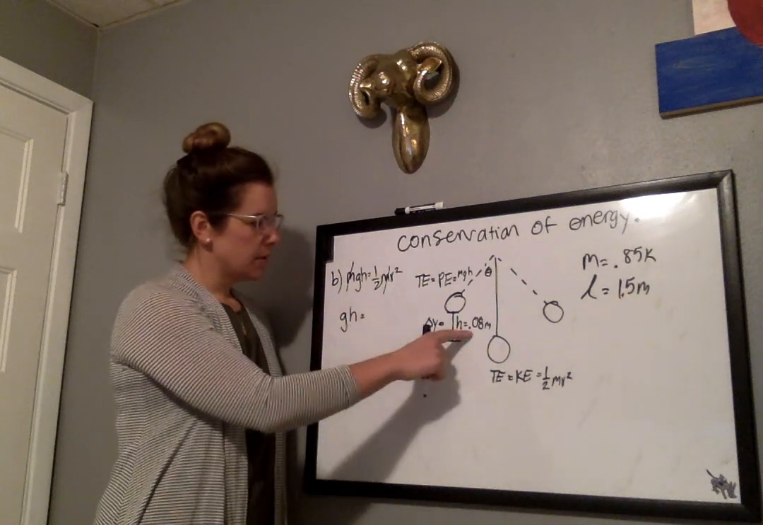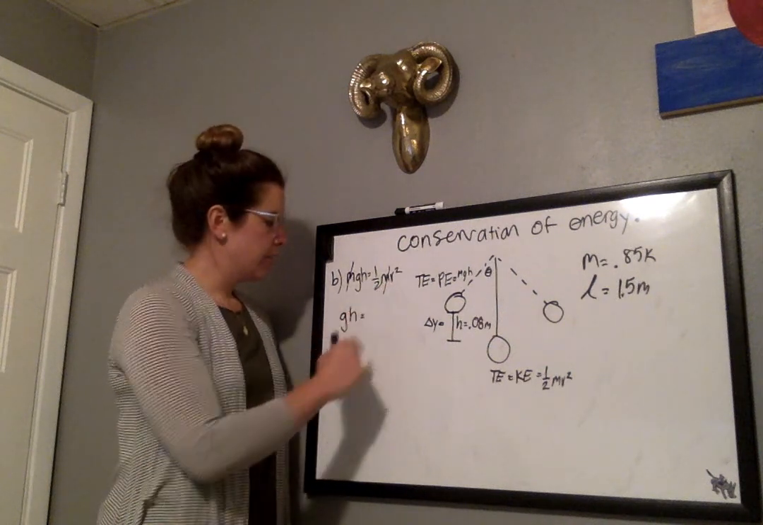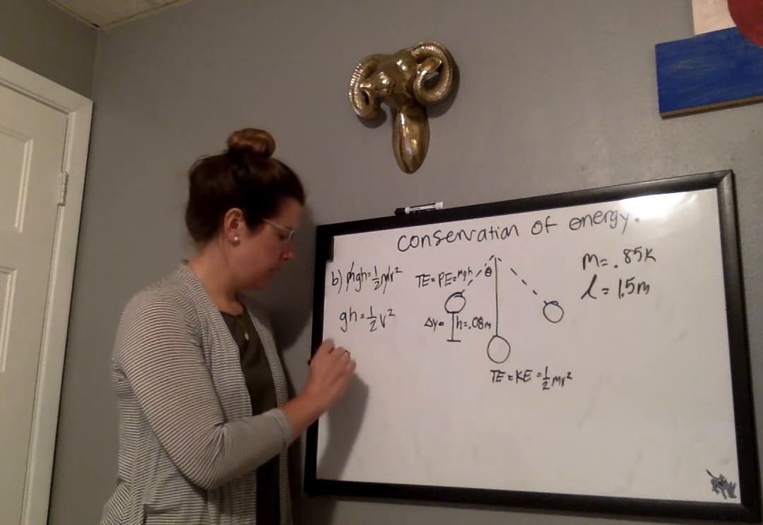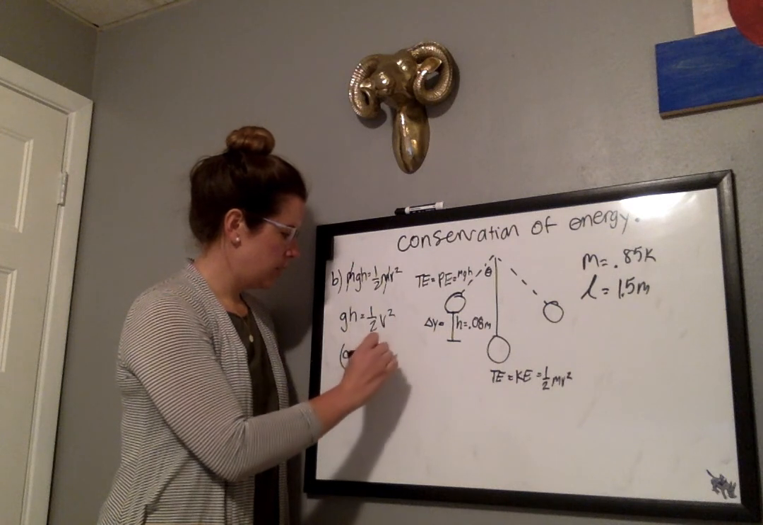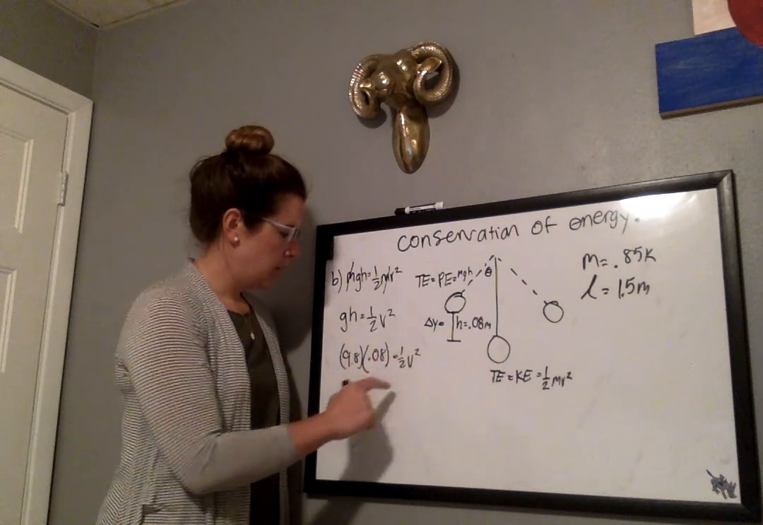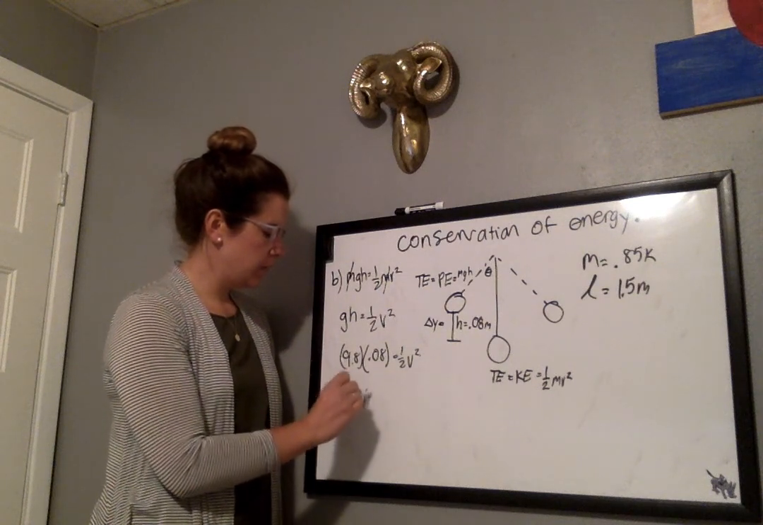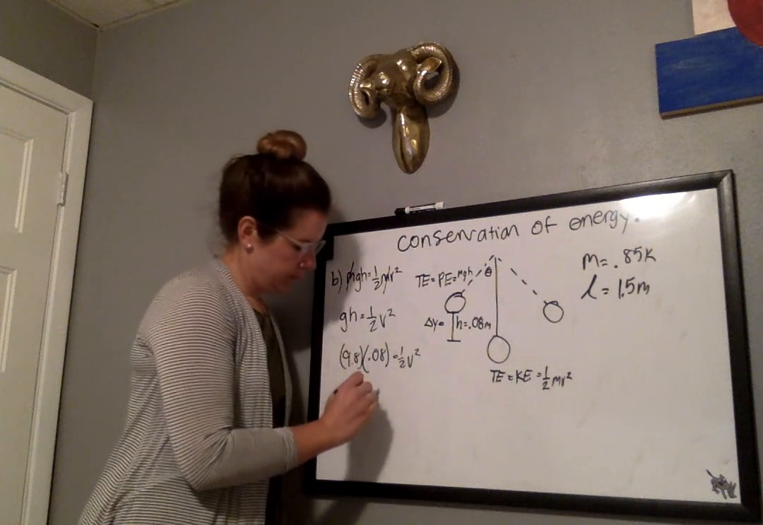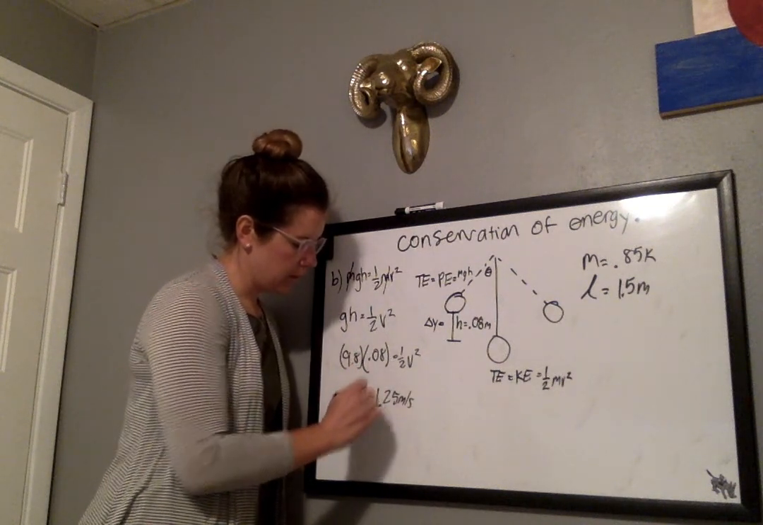Do we have the height? Yep, already given to us. g on Earth is either 10 or 9.8. Velocity is what we are solving for, so we are good to go. Multiply both sides by 2 to get rid of your 1/2 and take your square root, and you get velocity is equal to 1.25 meters per second. Cool.